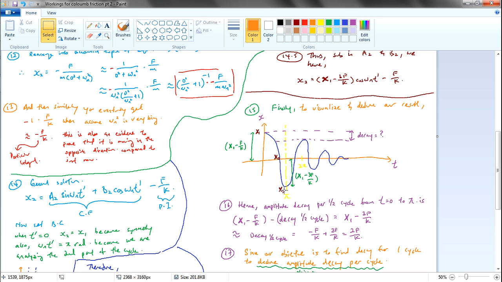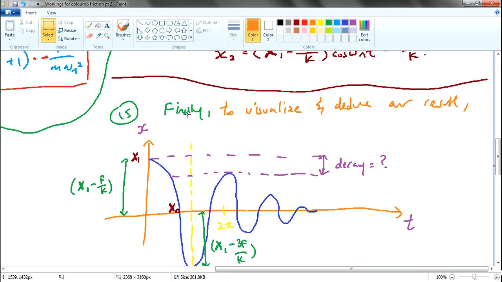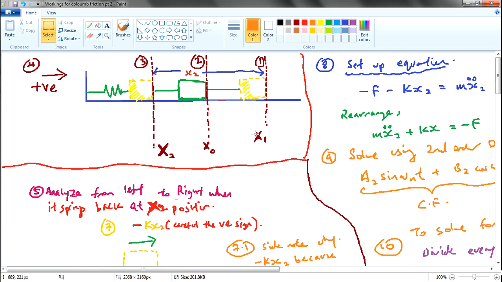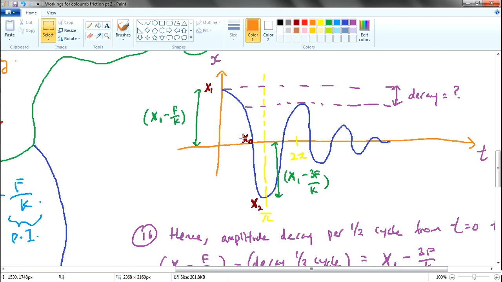Oh, final video. Yes. So, step 15, we finally get to visualize and deduce our result. This is the graph in the time domain, not the t prime domain anymore. We have x and t. And then we know that position x1, the bow x. Position x1, x0, and x2 is being redefined over here.